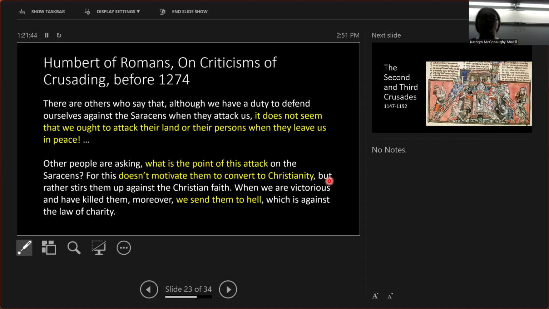Other people are asking, what's the point of this attack on the Muslims? It doesn't motivate them to convert to Christianity, but stirs them up against Christianity. And when we win and kill them, we just send them to hell, which doesn't seem very nice. So people are also putting this out. They're like, within the framework of Christianity, this doesn't really seem to be a sensible thing to do. And there were many other criticisms being made. However, ultimately, the Crusades are still happening.